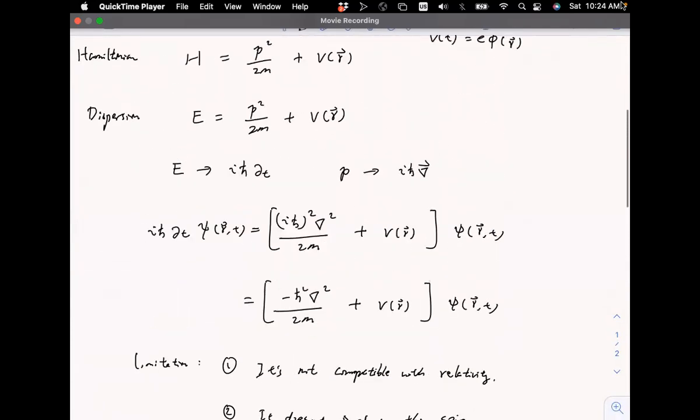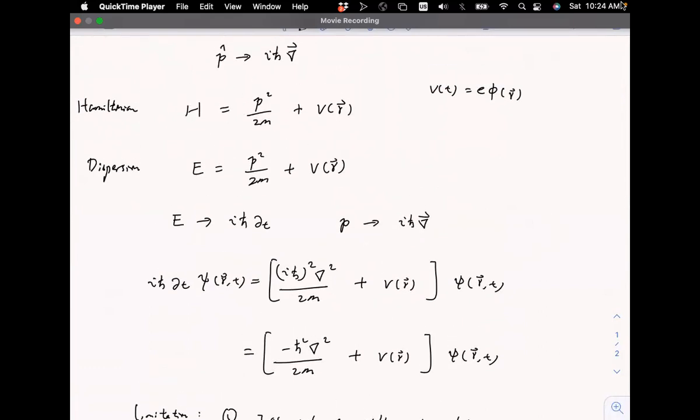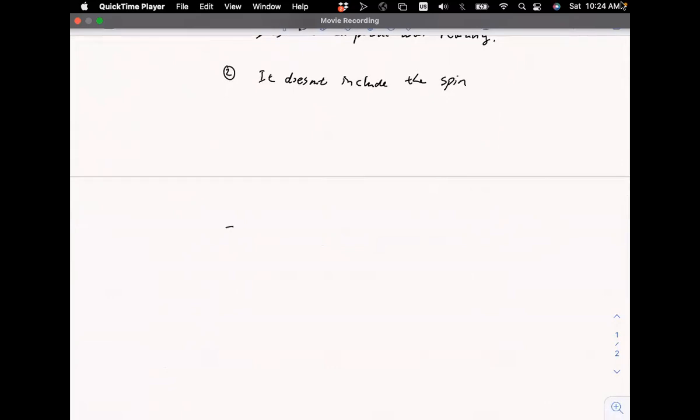Then you can see that this equation was guessed or derived, or whatever you want to say, from this dispersion, and this dispersion is non-relativistic. That's why you don't have a relativistic wave equation. So let's use a relativistic dispersion. How about we use this one? So this is the dispersion from relativity.